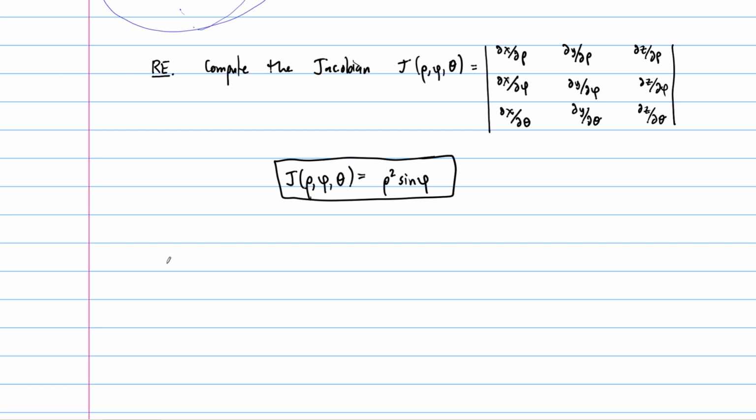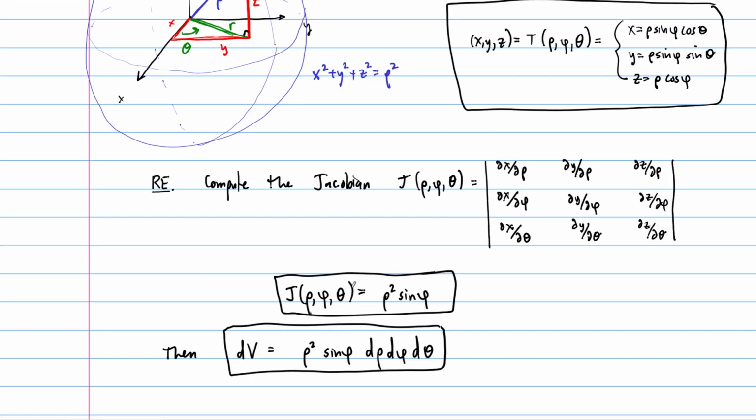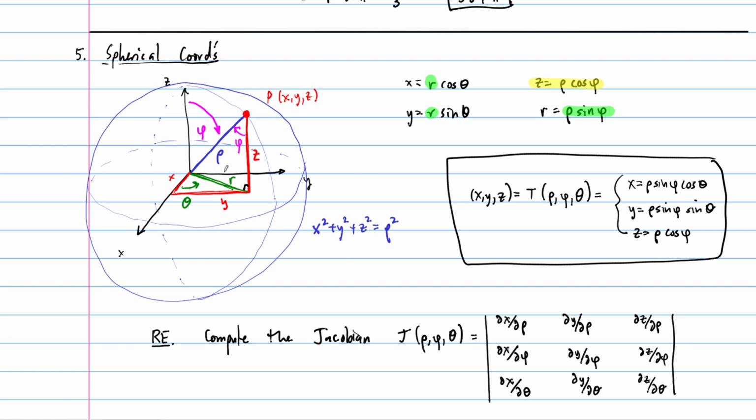And what that tells us, remember, the whole point of this is that then our volume element is given by rho squared sine phi d rho d phi d theta. So there's our spherical volume element. This is the volume element that we get when we build our coordinates this way.